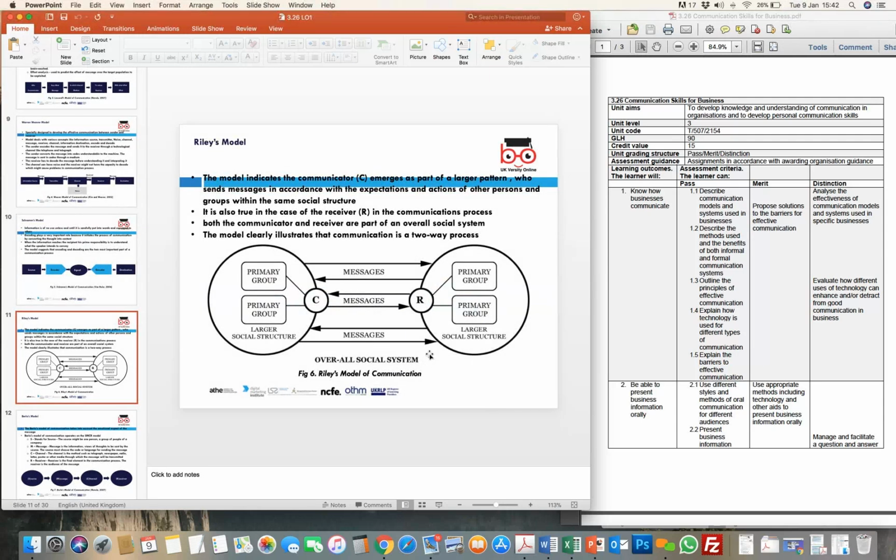Now there is another model called Riley's model. This model basically talks about having communications within groups. Imagine a situation: if you're in a room, and I'm the teacher and there are 20 students, in order to have individual conversations, I will divide you into groups, and each group will have their own communication within them.